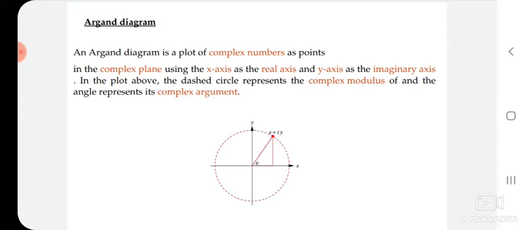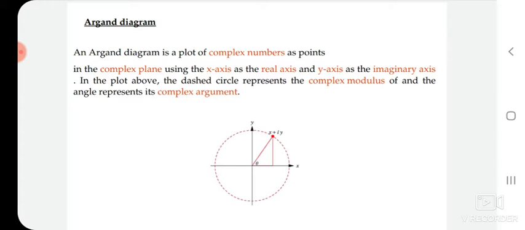We are going to discuss the Argand diagram. What is an Argand diagram, and what is its use in complex numbers? That we have to discuss in today's lecture. An Argand diagram is a plot of complex numbers as points in the complex plane, using the x-axis as the real axis and the y-axis as the imaginary axis. In the plot above, the dashed circle represents the complex modulus and the angle represents the complex argument.